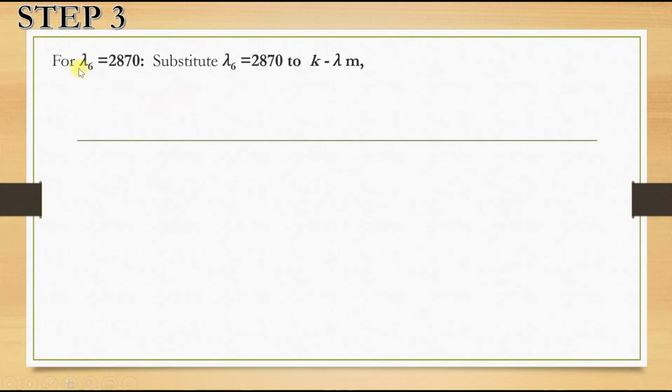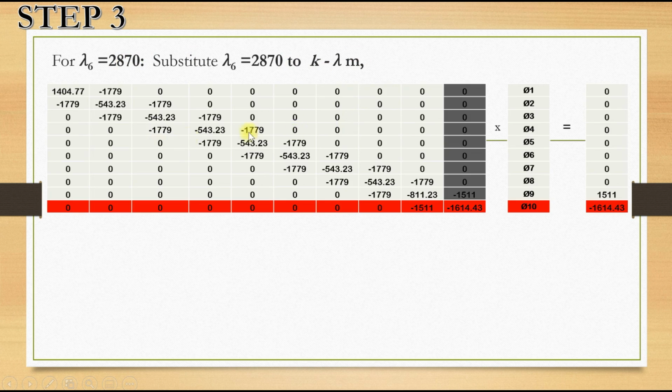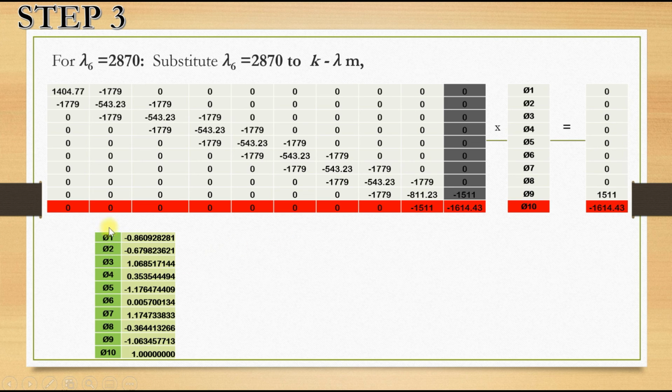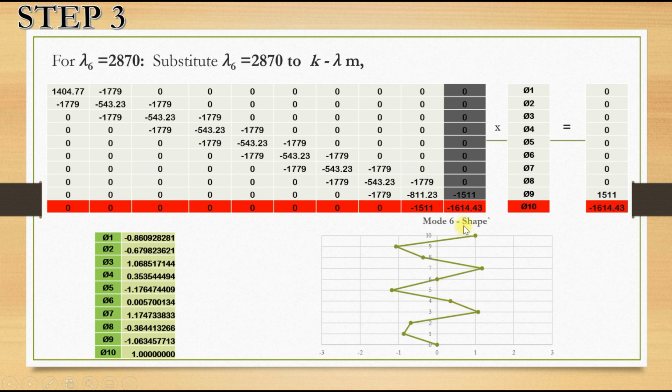Dito sa 6, isa-substitute pa rin natin ang value niya, 2,870, dito sa formula na ito at makukuha natin ito. And magka-come up tayo ng eigenvectors na ito. So, dito sa 1, negative 0.860928,281 hanggang dito sa 10. So, which is equal to 1. Ito naman yung shape ng mode 6.